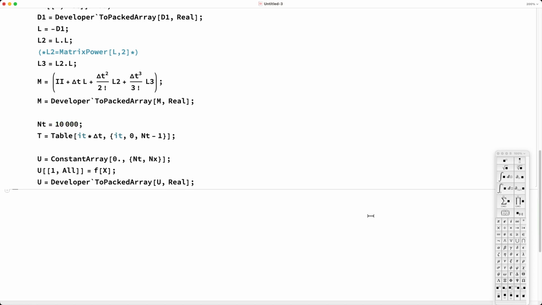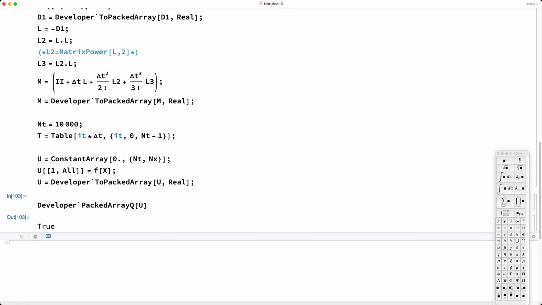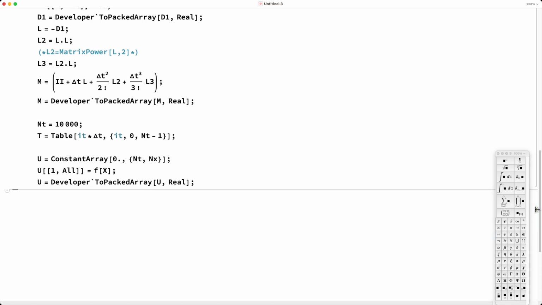And you can use Developer`PackedArrayQ to check if your matrices are packed. So in this case it returns True, which means u is packed. Okay, so having done that, let's plot our initial data.